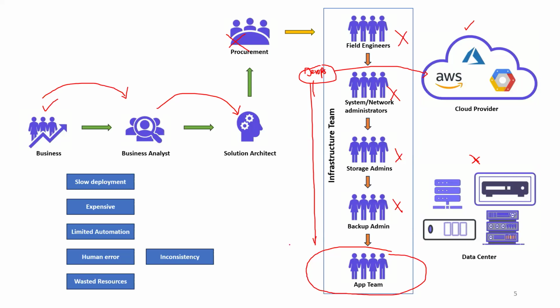That's it. We don't need to create a request to the procurement team. We don't need to worry about the vendors, or about purchasing and delivering hardware to the data center. We don't need to manage the data center 24/7, its electricity, water supply, or cooling. We don't need to worry about field engineers, system configurations, network configurations, storage admins, or backup admins.